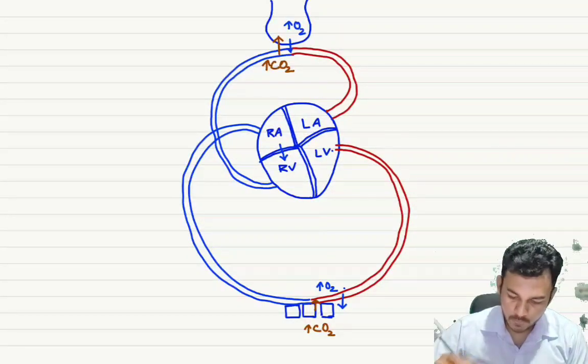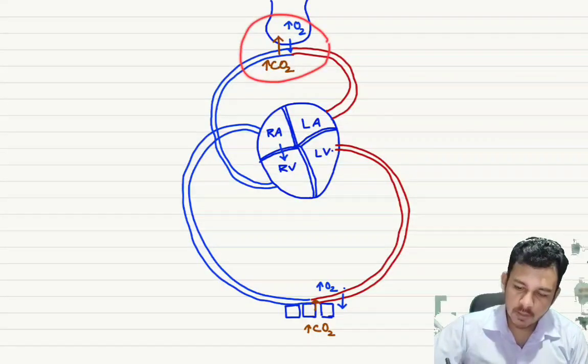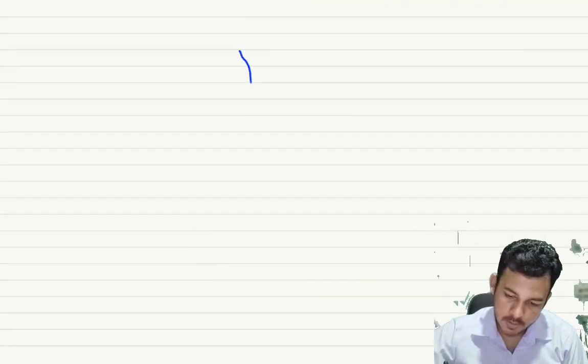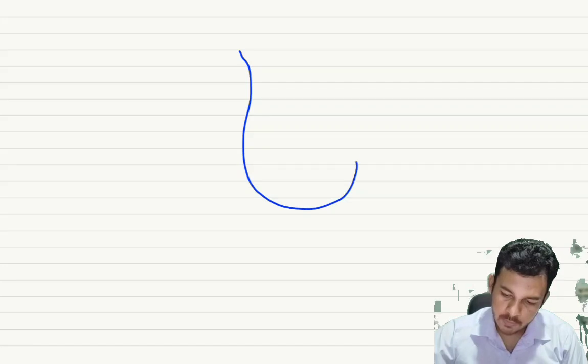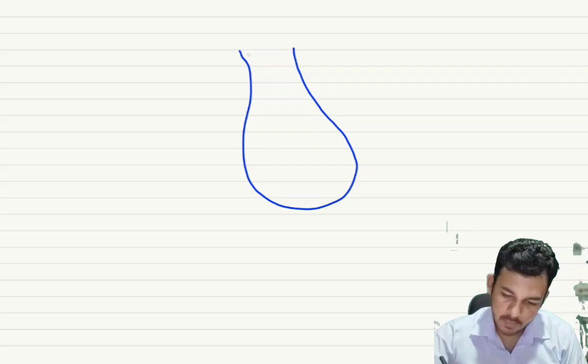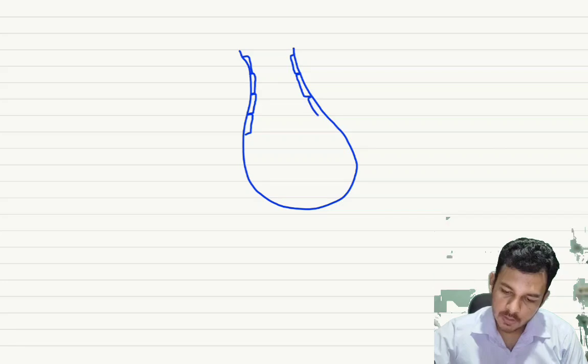Now we need to understand this particular part in a bit more detail. So let's have a discussion regarding that. Consider this to be your alveolus. Now, this alveoli is made up of a single layer of squamous epithelium. So the entire alveoli would consist of the single layer of squamous epithelium.